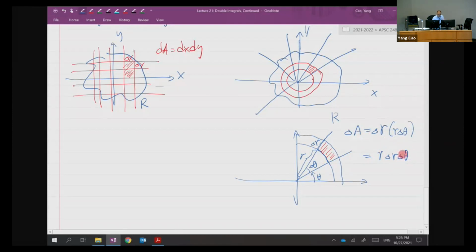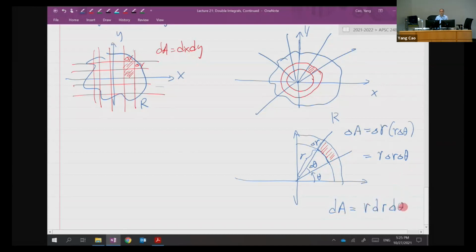Previously, you created delta A in Cartesian, which is dx dy. And now in polar coordinates, your delta A becomes r delta r delta theta. If you suppose you're creating this very, very small, in an infinitesimal differential concept, then this basically gives you dA equal to r dr d theta.